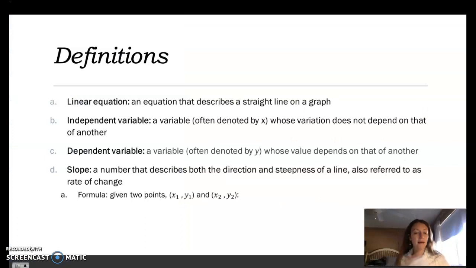Go ahead and pull out a blank sheet of paper from your notebook. We are going to start by writing down a couple definitions, and then we will move into some examples.